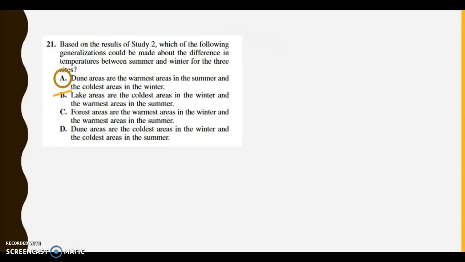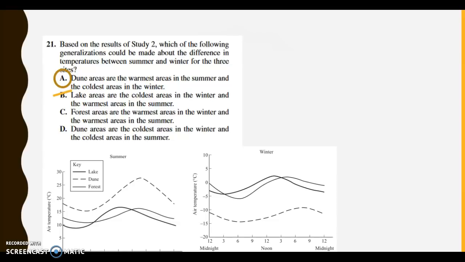Okay, answer choice C, the forest areas are the warmest areas in the winter and the warmest areas in the summer. Here's my forest area. It's not the warmest in the summer, and it's only sometimes the warmest in the winter, so it's not C.